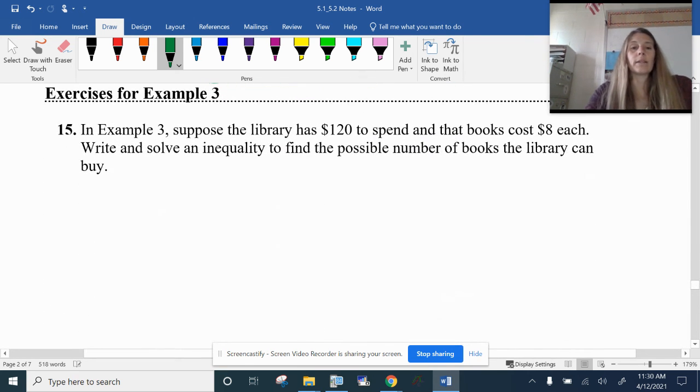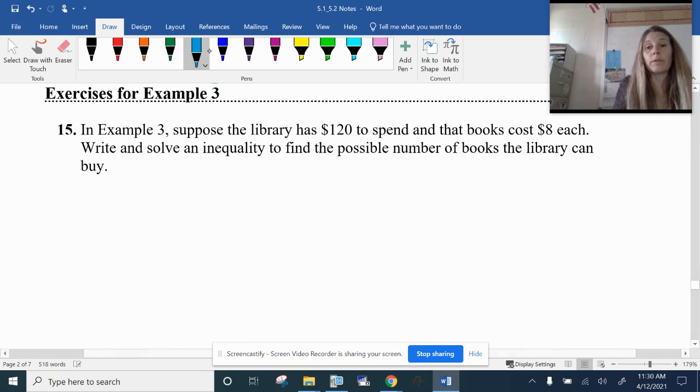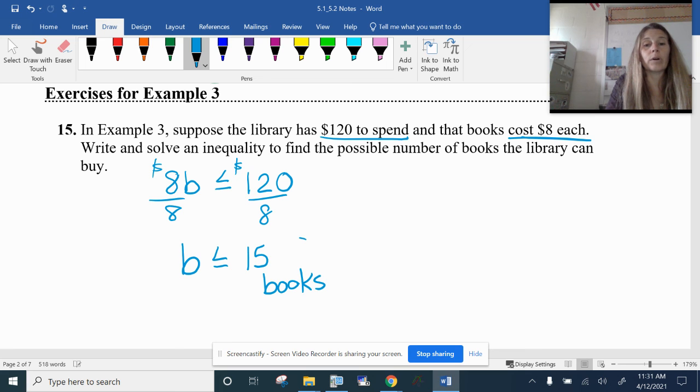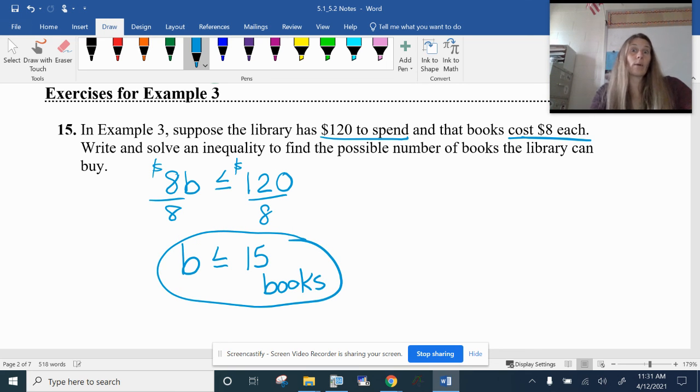All right, so let's take a look at this one. So we're going to do the same example, except this time we have $120 to spend, and the books are only $8 each. So $8 times the number of books is less than or equal to 120. Then we're going to divide the 120 by the 8 to see what is the most amount of books we can buy. 8 goes into 12 once and go over there. So it would be 15 books. That would be the maximum amount of books that we could buy with that amount of money at that price.